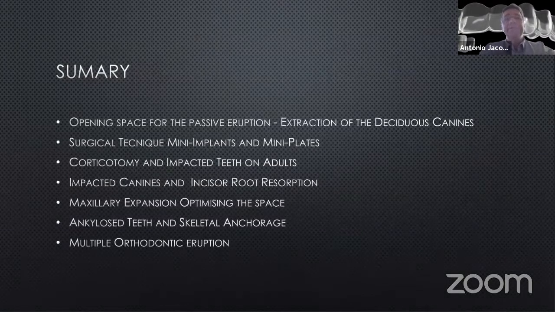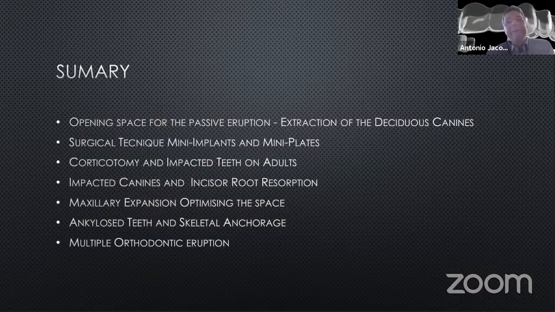In summary, I would like to talk about some cases where we just manage the space to de-impact, to prevent the possible impaction of canines, for example. We can open the space and clear the possibility of the tooth impacting itself, and have a passive eruption. I will show 3 cases showing how I manage this. The main thing is extraction of the deciduous canines at the perfect time. And then I will talk about the surgical technique with inserting mini implants and mini plates.